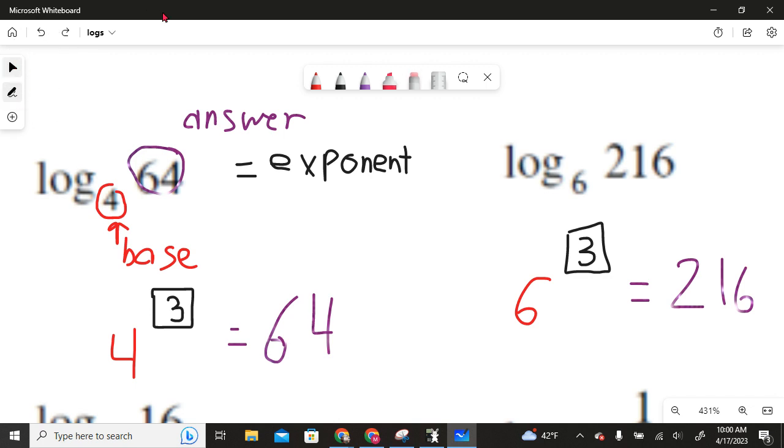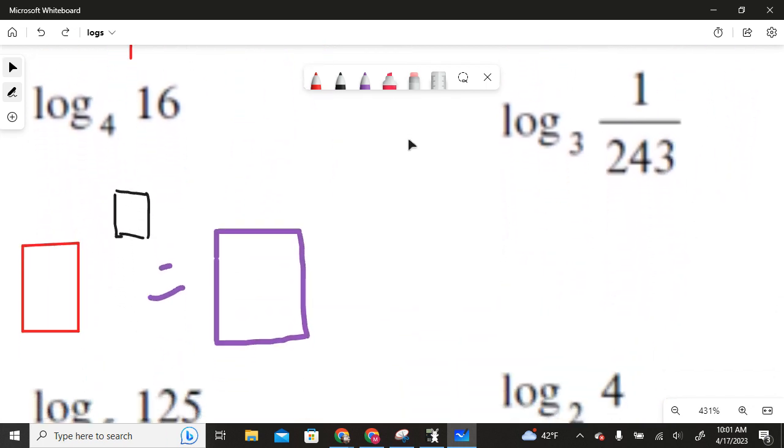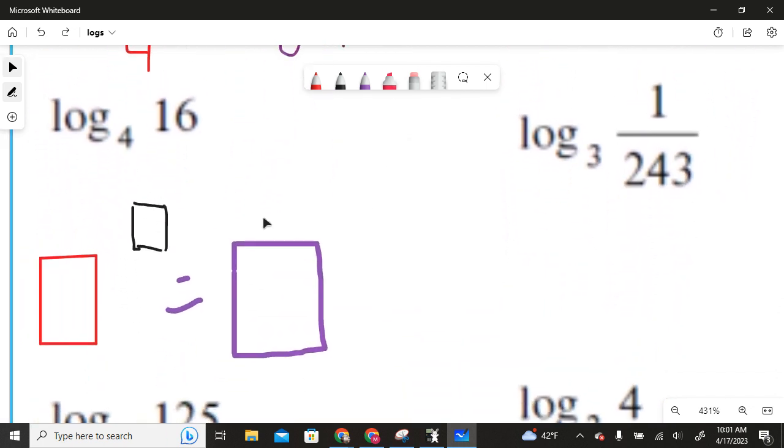So, the main thing is we've got to know where stuff has to go from this form as a log to the other form as an exponential equation. So, let's talk about our next two here to get used to this form and how it changes. All right, what I've done here is I've drawn out these 3 boxes. In the red, we've got our base, okay?